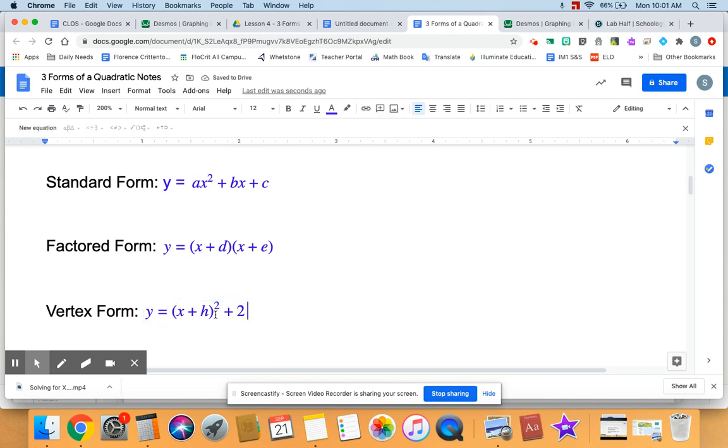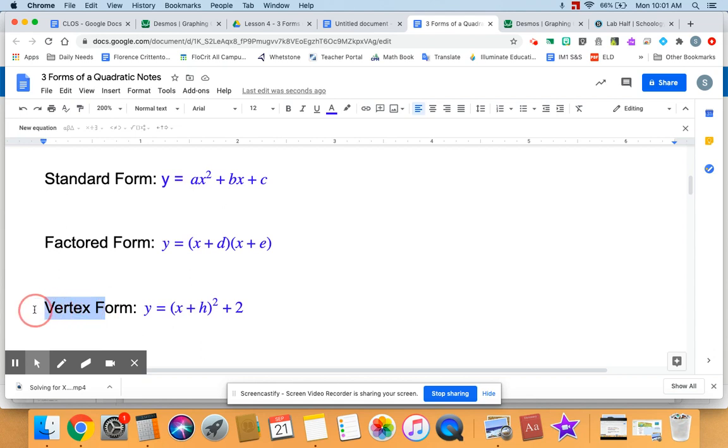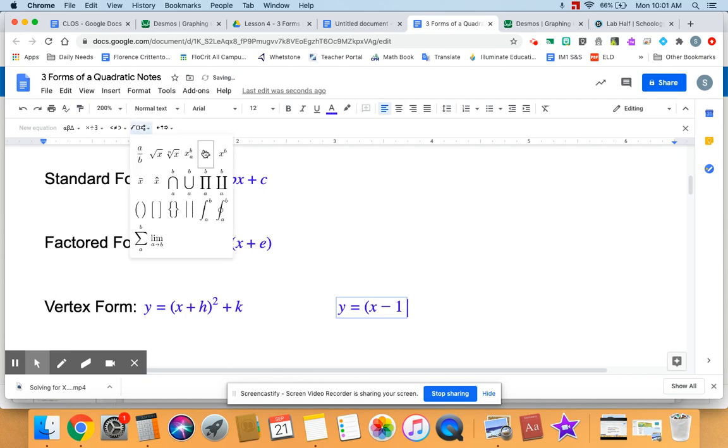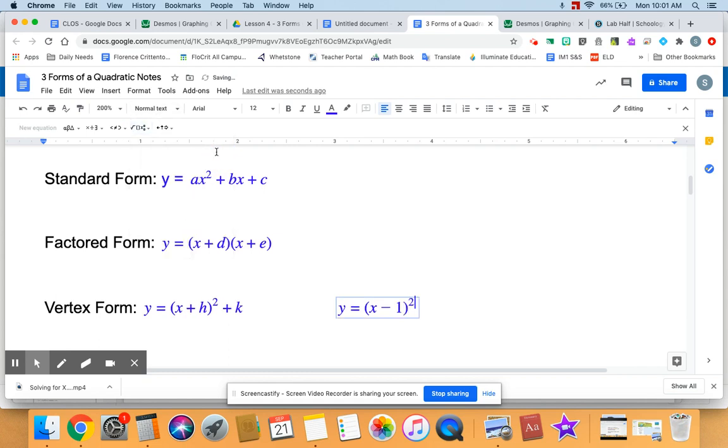Where there ends up being something in parentheses being squared with x, and then some number after it at the end. And the reason why it's called vertex form, you will learn a little bit later on, but for now, this is what vertex form looks like. I didn't mean to write a 2, I meant to write a k. The letter there is a k. An example might be y equals (x minus 1) squared minus 3, where in this case h is -1 and k is -3.